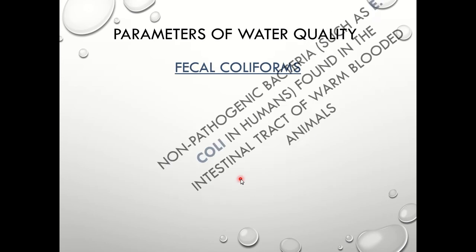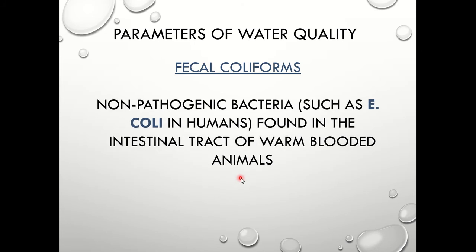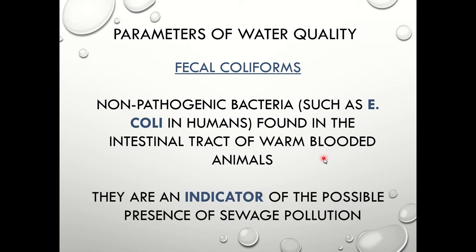Okay, fecal coliforms. These are non-pathogenic bacteria such as, everybody's heard of E. coli, found in the intestinal tract of warm-blooded animals. They are an indicator of the possible presence of sewage pollution. So BOD, E. coli is a bacteria which needs biochemical oxygen demand, right?